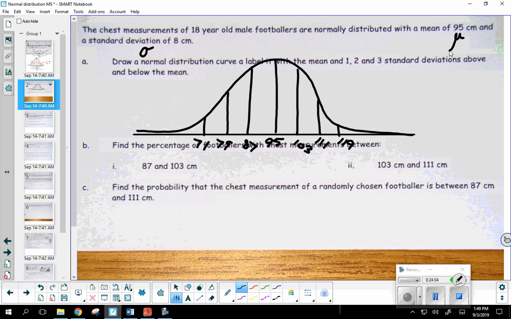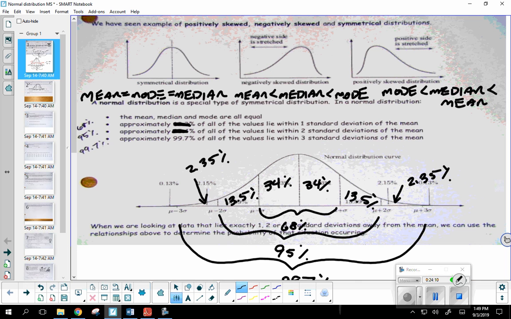Is everybody okay with where I got those values from? Hopefully it makes a little more sense if you're looking at the top of your paper, because below this it says the mean plus the standard deviation, the mean plus 2 standard deviations, mean plus 3, and then you're subtracting those in the opposite direction.